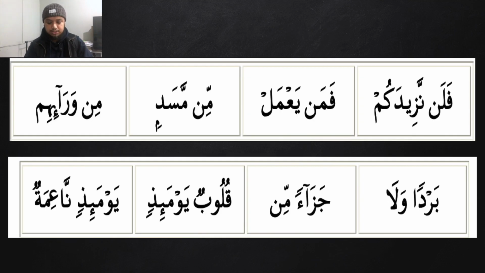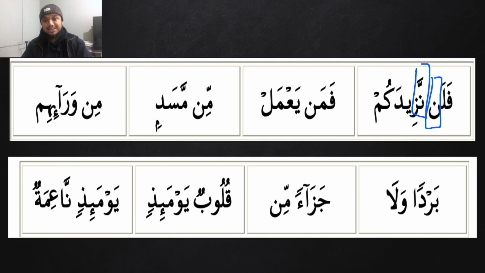So let's take a look at an example. فَلَن نَزِيدَكُمْ. So we have here Noon Sakina. It is followed by one of the Yarmaloon letters. Which one is it? It is Noon. That is one of the Yanmu letters. So we know we must do Ghunnah for 2 harakat. فَلَن نَزِيدَكُمْ.